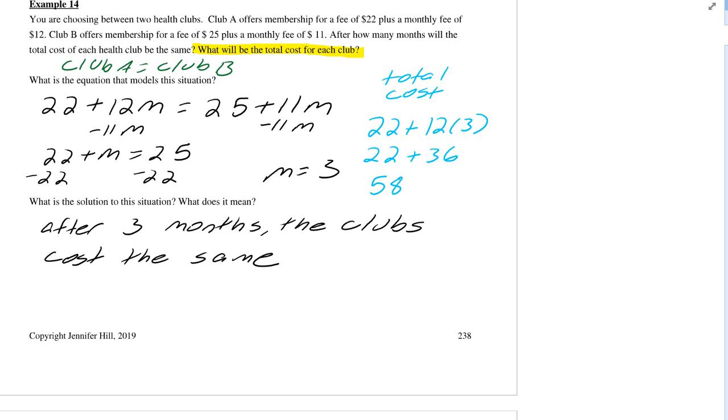I need to add that into my solution, right? After 3 months, the clubs cost the same amount of $58. That's the solution and also what it means. So you want to make sure that you're being nice and thorough when you answer these things.